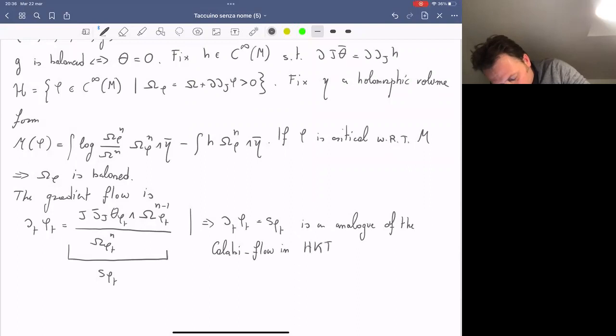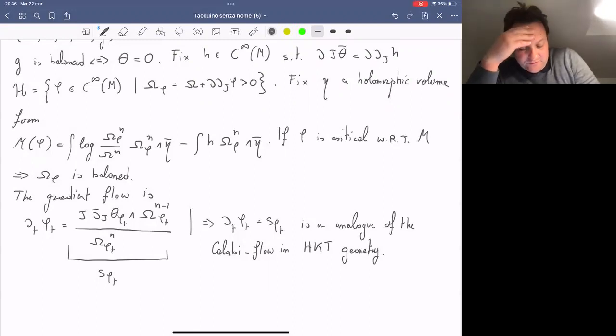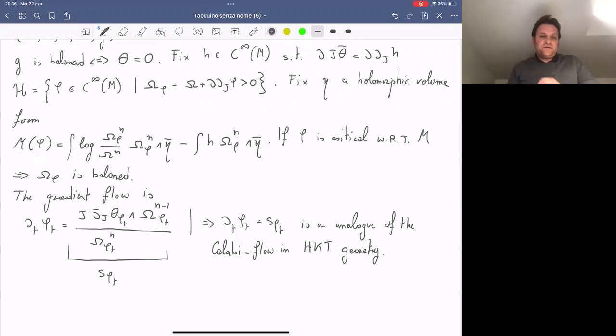In HKT geometry. So now I'm a little bit motivated to understand the analysis and geometry of this flow, and to see if it's possible to use this flow in order to have some advances in the conjecture. This is at the very beginning of this research project.